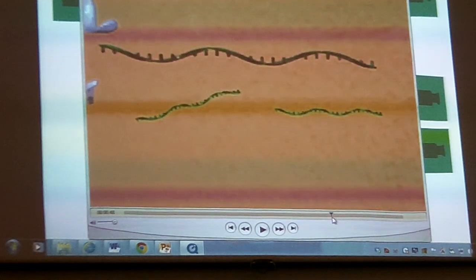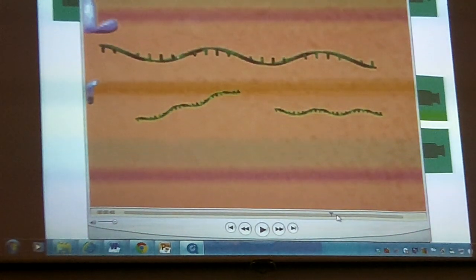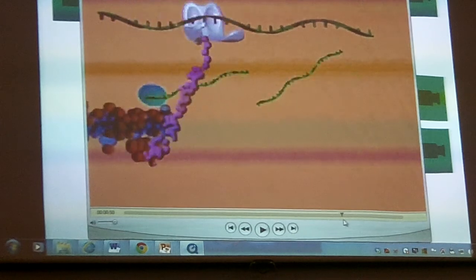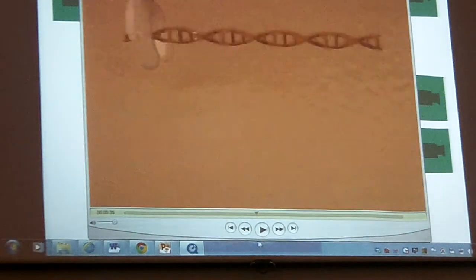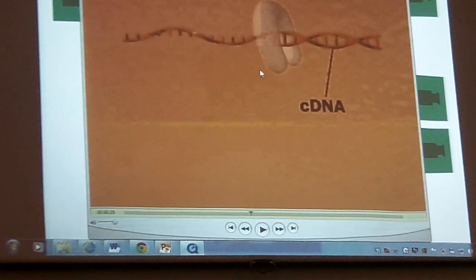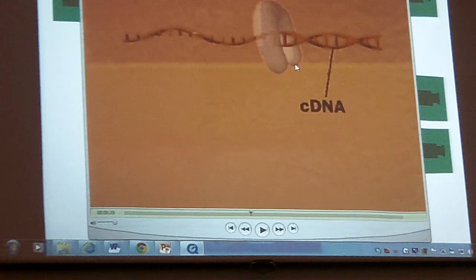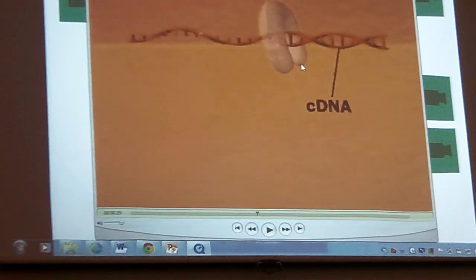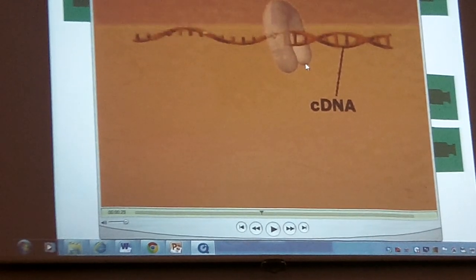Yes? What's the name of that thing that looks like a U? That thing? Yeah, what's that called? That's called DNA polymerase. It's an enzyme that copies one strand of DNA into another. It's the same enzyme when you're copying DNA that'll copy another strand of DNA.